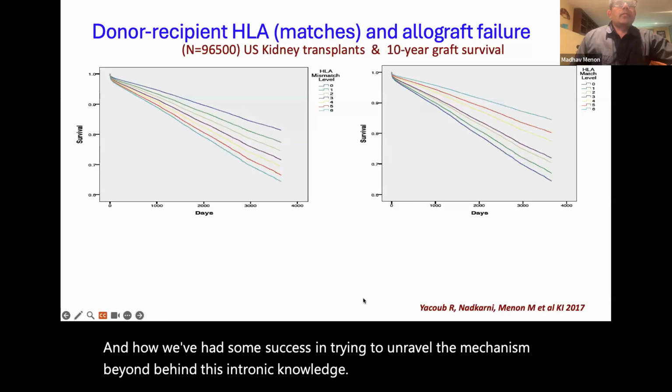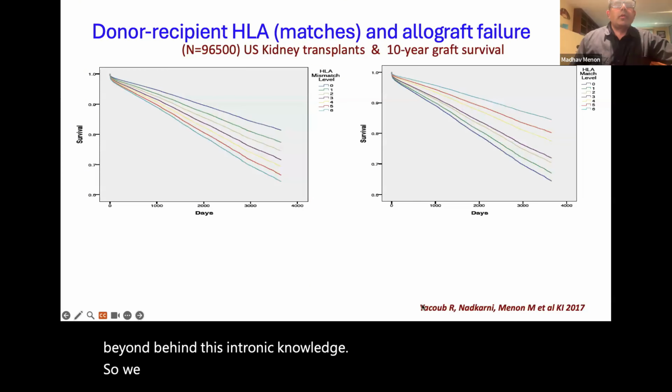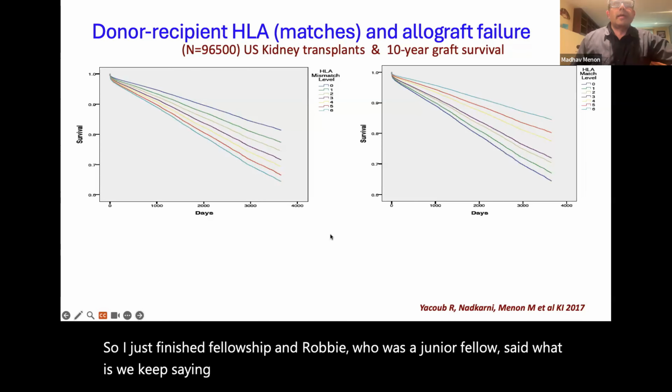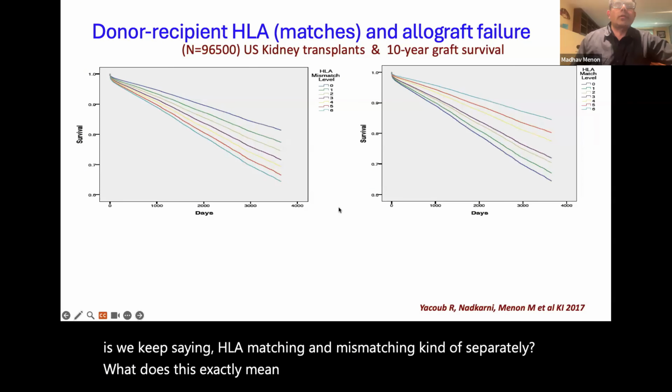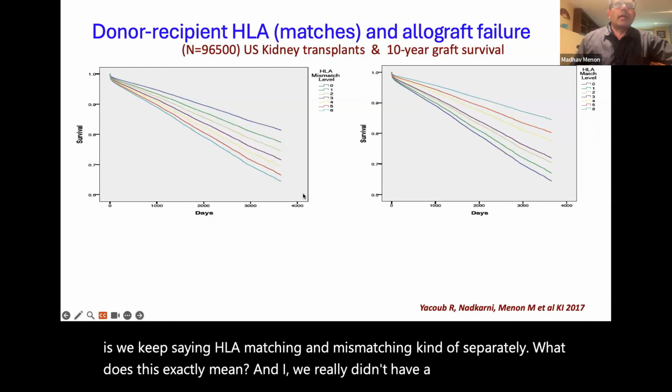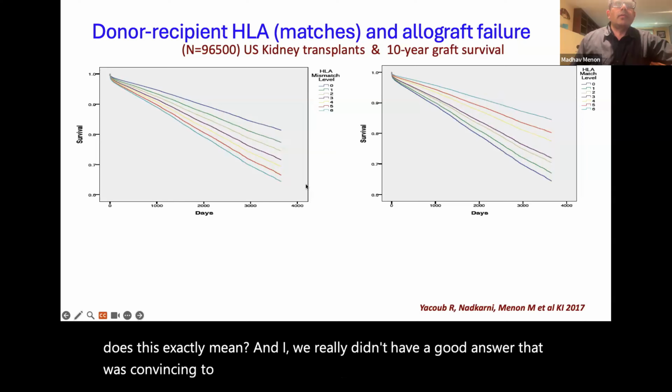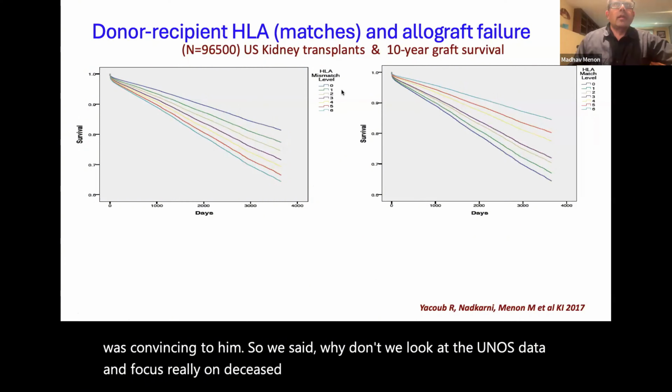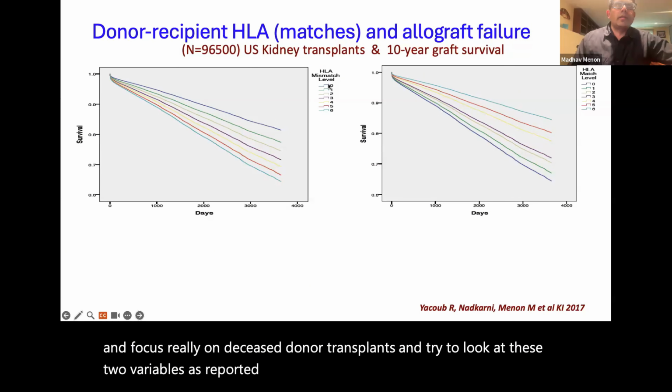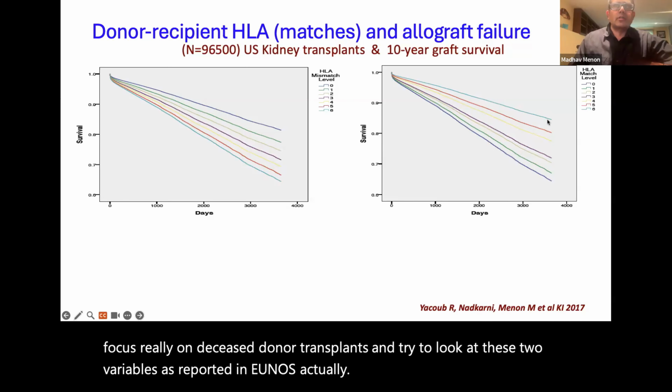So, I just finished fellowship, and Rabi, who was a junior fellow, said, we keep saying HLA matching and mismatching kind of separately. What does this exactly mean? And we really didn't have a good answer that was convincing to him. So we said, why don't we look at the UNOS data and focus really on deceased donor transplants and try to look at these two variables as reported in UNOS, HLA mismatch versus HLA match.